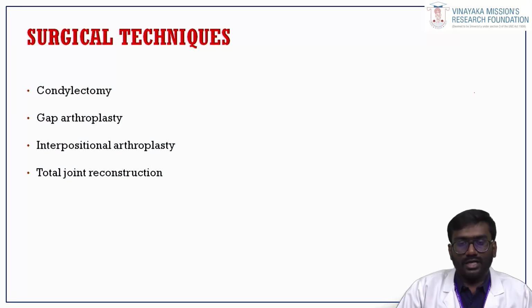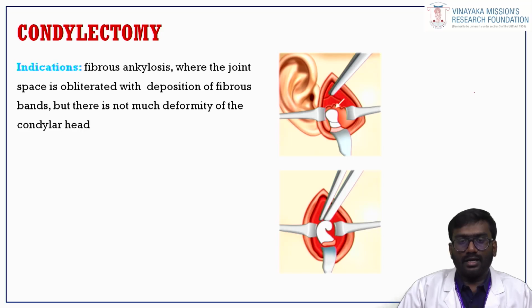So moving on to the surgical techniques. For the purpose of understanding, the surgical techniques are kept at the basic level for an undergraduate level. So the four different types of treatment are the condylectomy, gap arthroplasty, interpositional arthroplasty and temporomandibular joint reconstruction. So first is the condylectomy. Condylectomy is the removal of condyle.